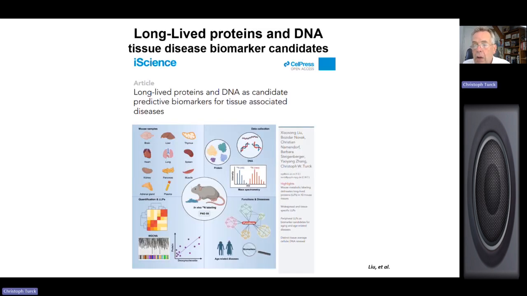Okay, moving right along, and this also has to do with turnover, of course. This is a study that we published this year. It has to do with long-lived proteins. Why is this of interest? Well, protein chemists among you can appreciate this.